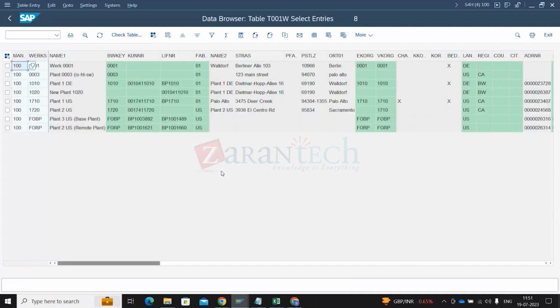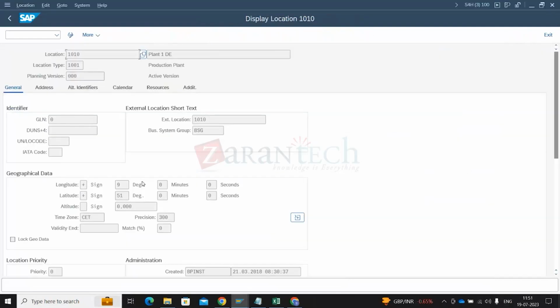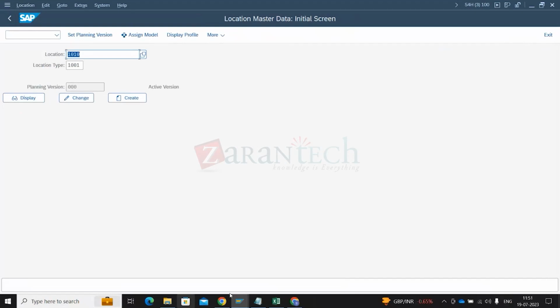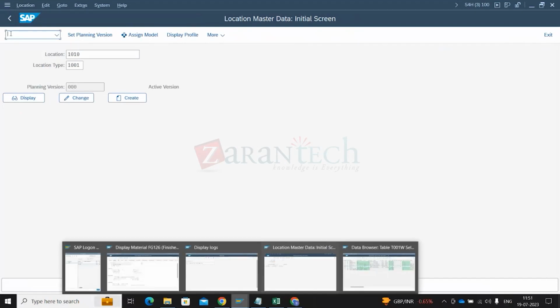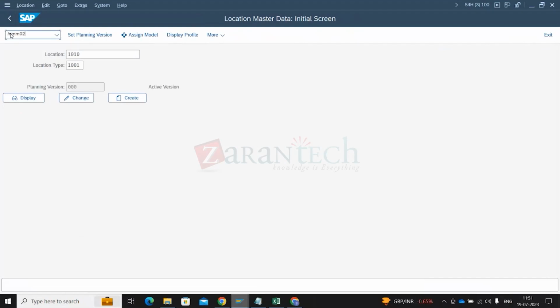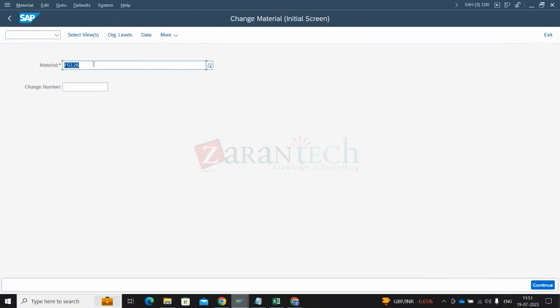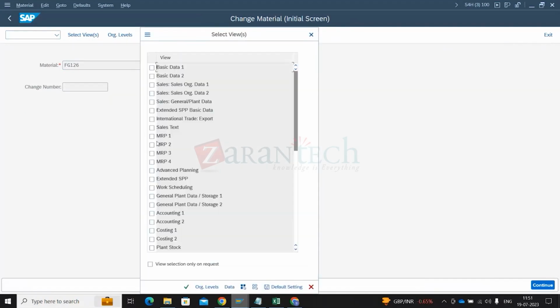Why am I spending time unnecessarily here? We don't need to change the plant. Doesn't matter. You can figure out how to create a plant on your own. You create a new plant and then create a material out there. But for now, what I want to demonstrate is the immediate transfer. So I'll pick up one of the materials in the plant on the S4 side. Let me go to MM02. I have selected this material because I am going to base all my planning and scheduling on this material. So let me go in there.